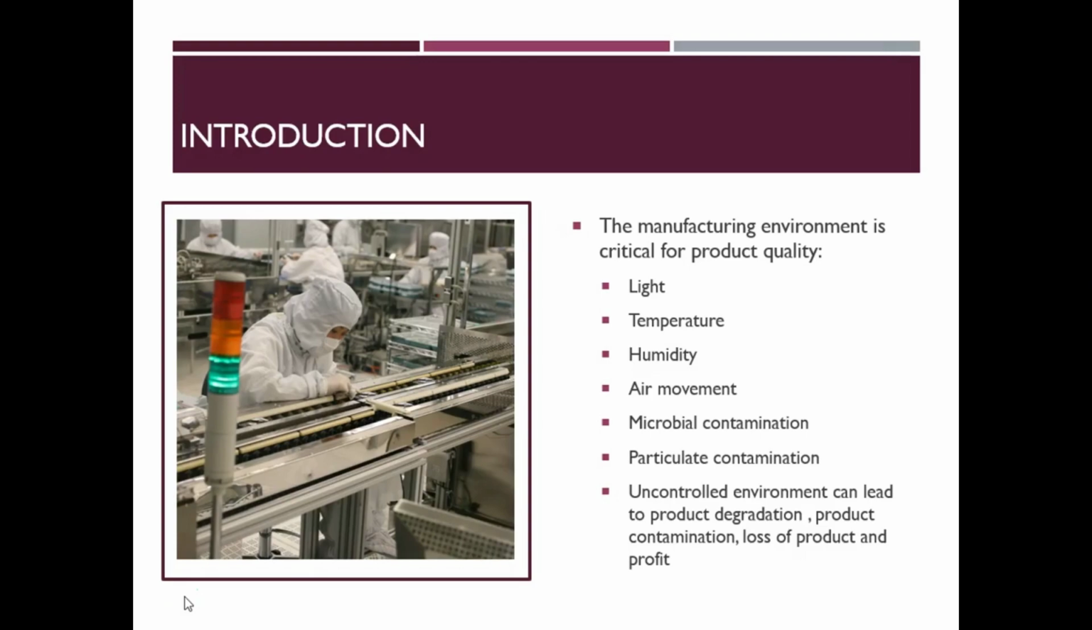As an introduction, any manufacturing environment is critical for product quality, and these include things like the lighting used in the manufacturing process, as well as the temperature and humidity, as some products are sensitive to both of those things. The air movement within a manufacturing site needs to be regulated, monitored and controlled at all times to prevent dust or particles traveling between containment areas. Microbial contamination and particulate contamination are two things that you need to be very much aware of during manufacturing. An uncontrolled environment can lead to product degradation, product contamination, loss of product, and obviously loss of profit.